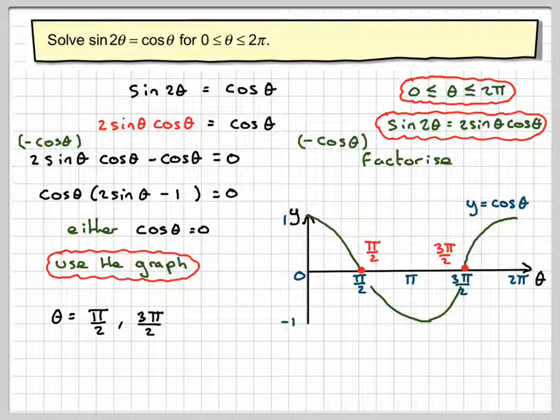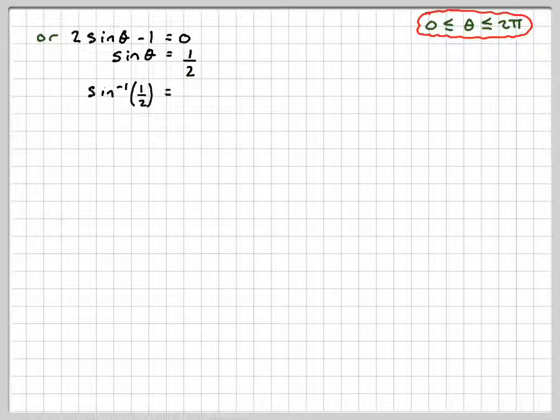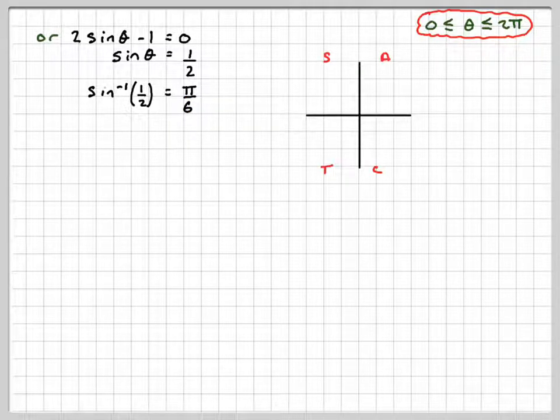And then we're going to check when 2 sine theta minus 1 is equal to 0. Remember, we're solving for radians. So 2 sine theta minus 1 is equal to 0, which gives that sine theta is a half. And sine to the minus 1 of a half is pi by 6, 30 degrees, but you have to give the answer in radians. Using our CAST diagram, we want to know where sine is positive. Sine is positive in the first and second quadrants only.